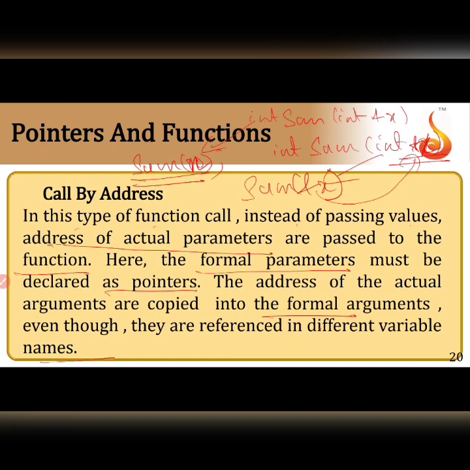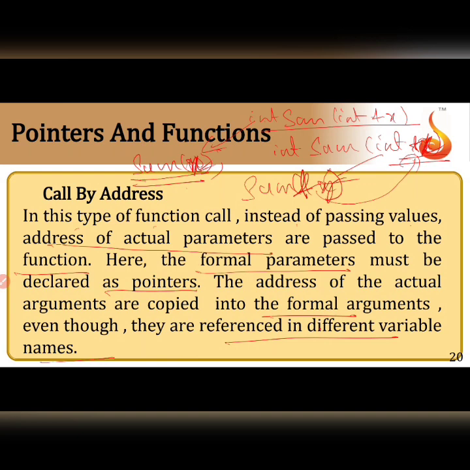Even though they are referenced with different variable names, yes, I can have this as y also. The only thing is the data type and the number should match. Whether the name is the same or different doesn't matter. So in reference, ampersand x was the formal parameter, and in the calling function I just passed x, whereas here I declare the formal argument as a pointer, star x, and then I need to pass ampersand of the variable so that it gets copied to the pointer and then it executes. So please go through this again.